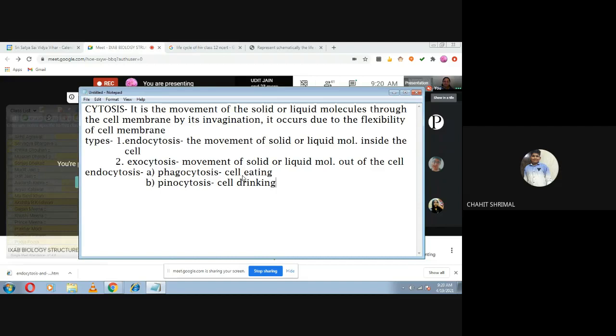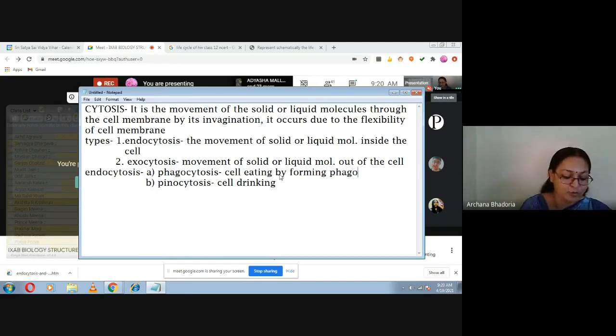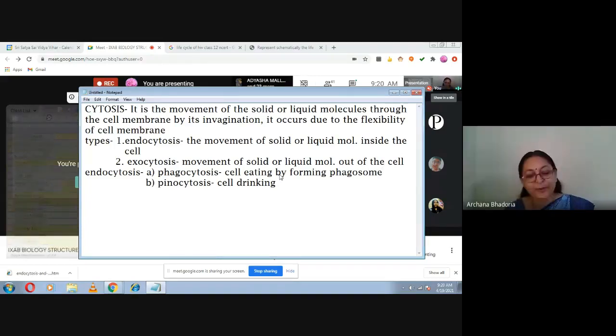Any liquid food will be going inside by pinocytosis. And phagocytosis will be the cell eating, meaning solid food will enter the cell. By forming a food vacuole which encloses the solid particle, solid food, we call it a phagosome. What is it called? Phagosome.